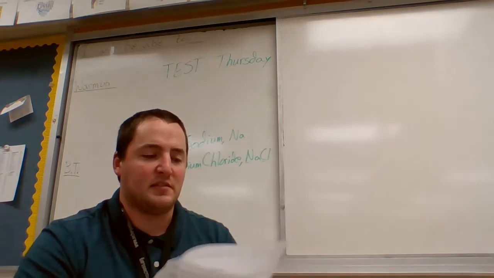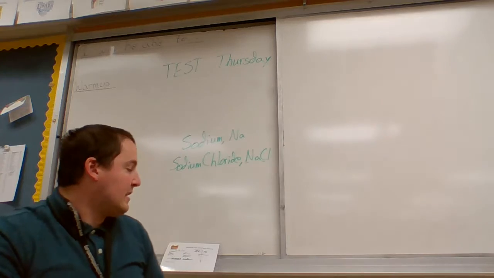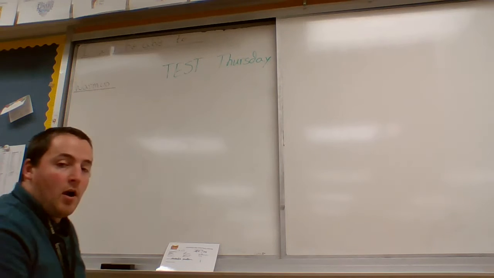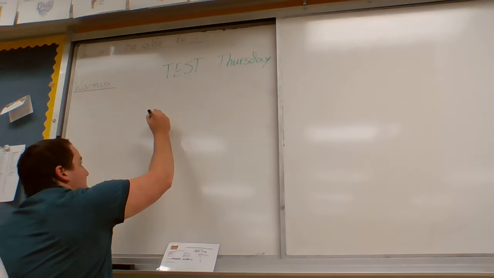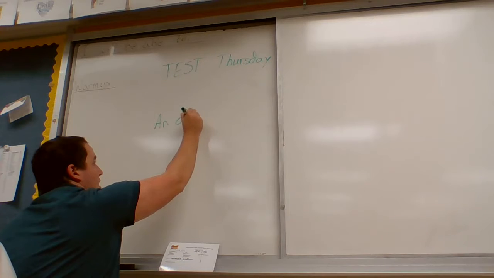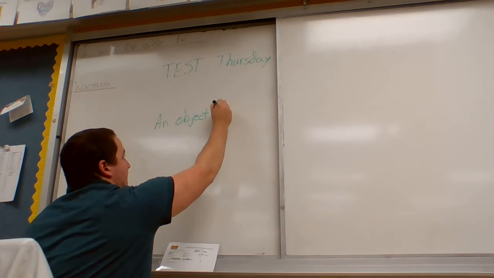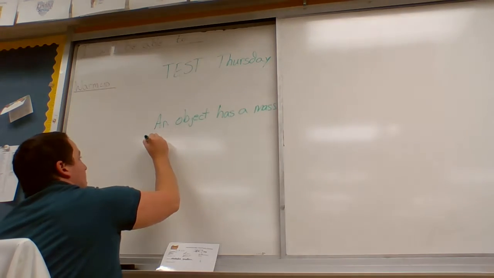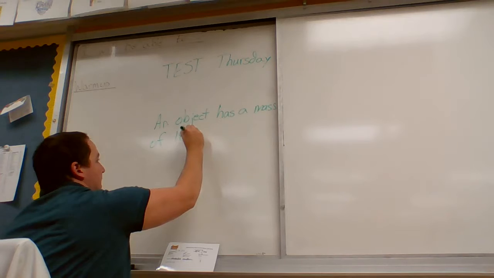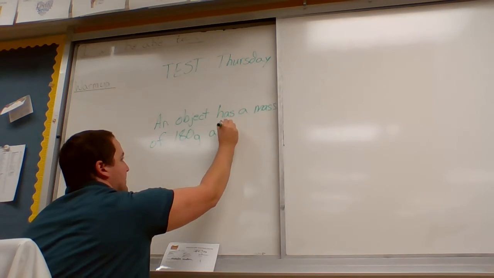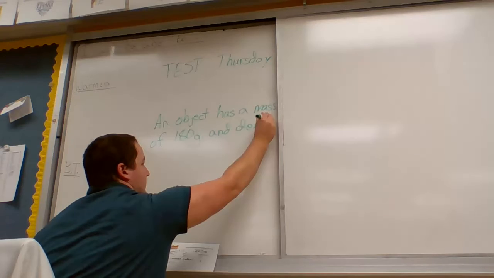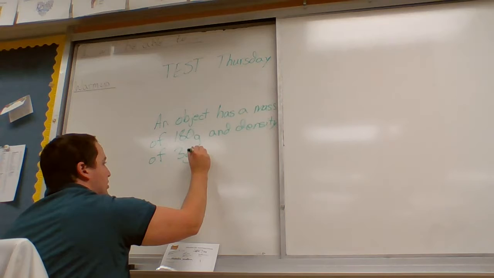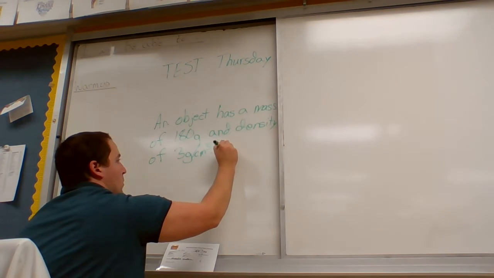Next thing I want to look at is density. So we're going to look at an example problem for density. All right, so let's say we have an object, and that object has a mass of 180 grams and density of 3 grams per cubic centimeter. What is volume?